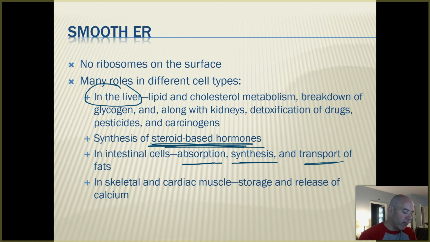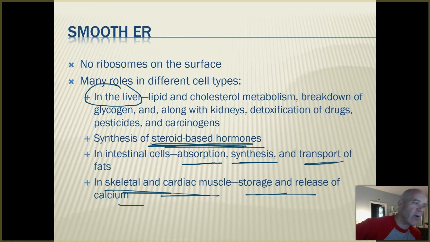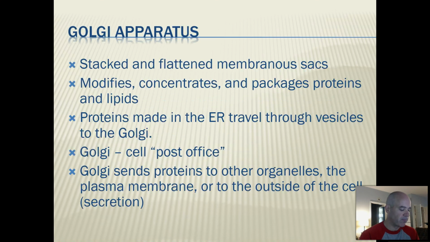And you'll see when we cover the muscular system, the smooth ER is involved in storing and releasing calcium ions, which, as it turns out, calcium is going to play a very important role for muscle contraction that we'll learn about in Unit 4.